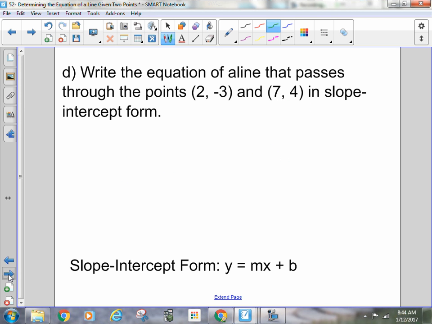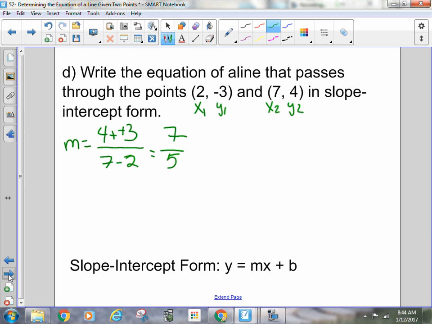Write the equation of a line that passes through the points 2, negative 3, and 7, 4 in slope-intercept form. So first we need to find our slope. So x1, y1, x2, y2. So to find my slope, I'm going to take 4 minus negative 3 over 7 minus 2. Okay, minus negative, it's going to turn to plus positive. So we get 7 over 5 for my slope.